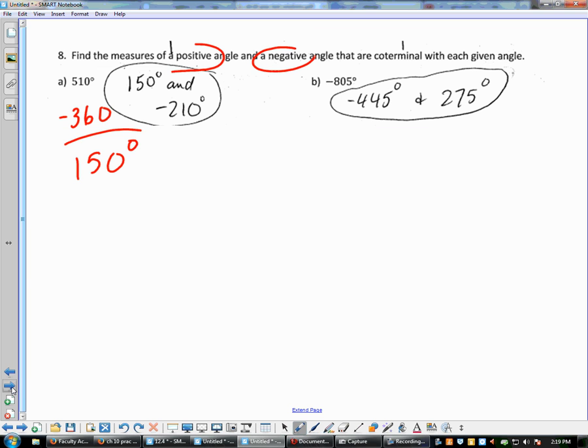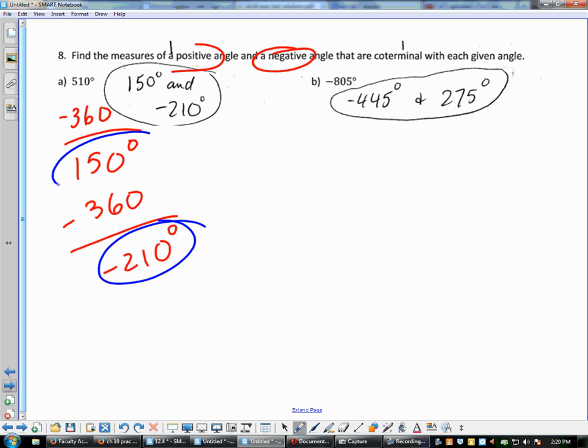So to do that, I'm going to have to actually subtract 360 again to get into negative territory. And so my two answers could be negative 210 degrees and a positive 150 degrees. Likewise, with negative 805, if I add 360 to that, I will actually get negative 445 degrees, which is great. That would be a negative coterminal angle.